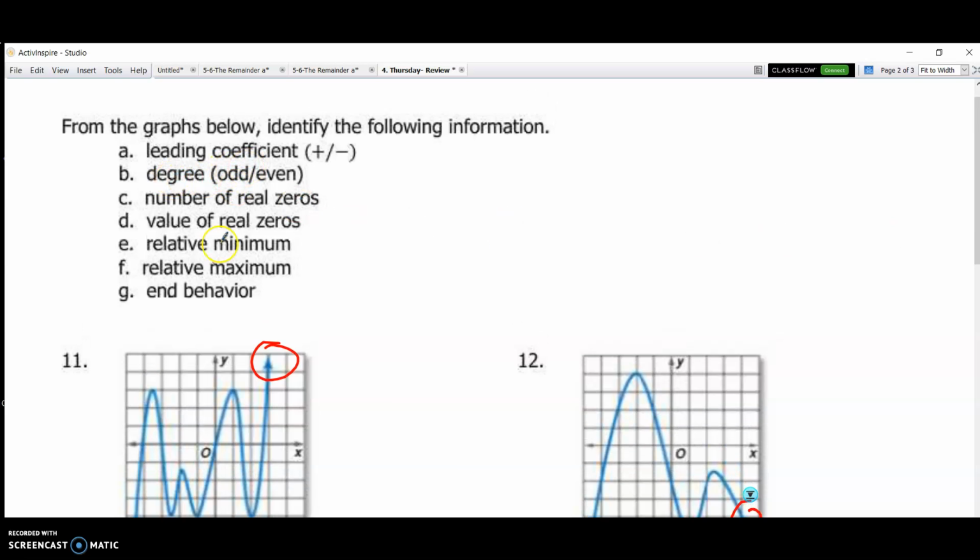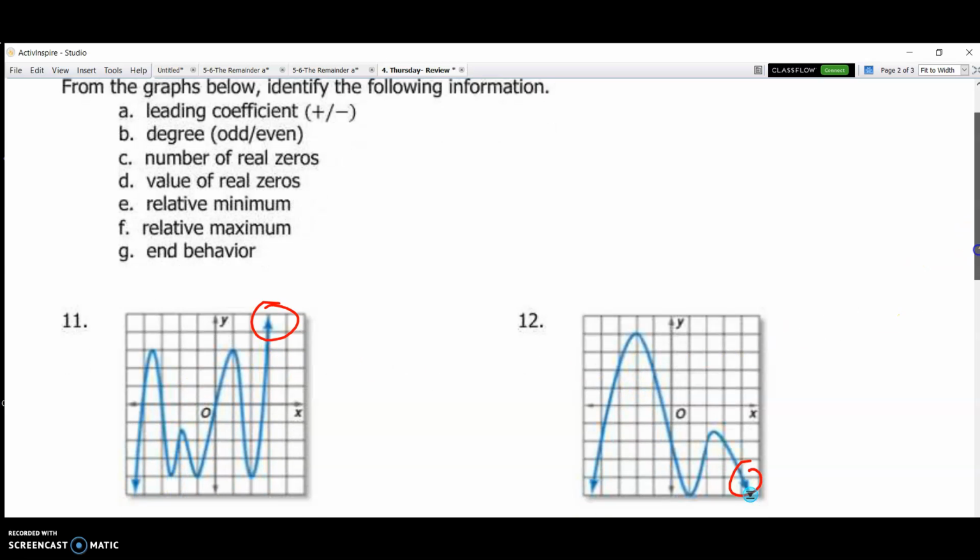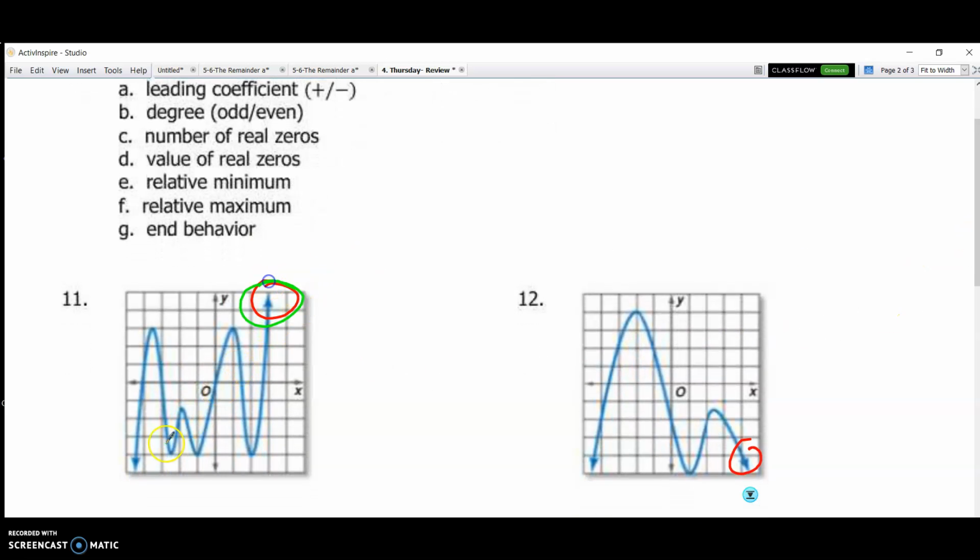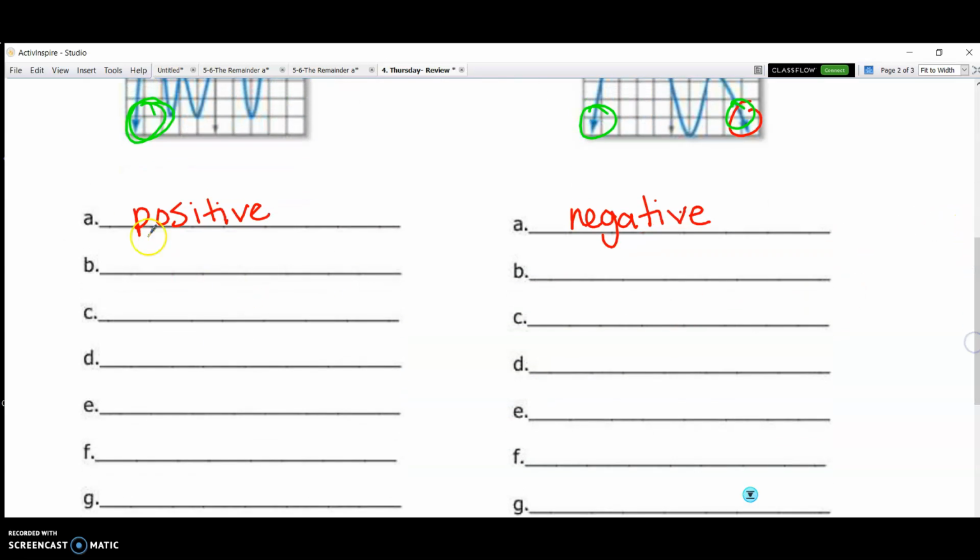Degree being odd or even. For the degree, you look at your endpoints. If they're facing the same direction, it's even. Opposite directions are odd. So this arrow's pointing up, this one's down, this one is odd. This arrow's down, this one is also down, so this one is even. So we have odd right here on the left, and this one is even.